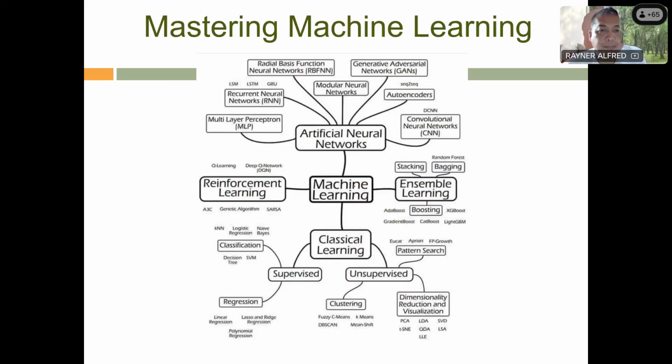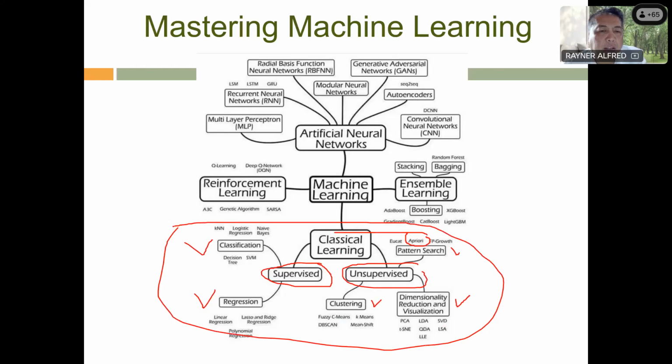Overall, if you look at machine learning here, we have classical learning. We have supervised and unsupervised. We have classification, regression, clustering, and also dimensionality reduction. And also we have pattern search. Pattern search we use for market basket analysis. Okay, so we will learn all of this, and we also learn part of this.